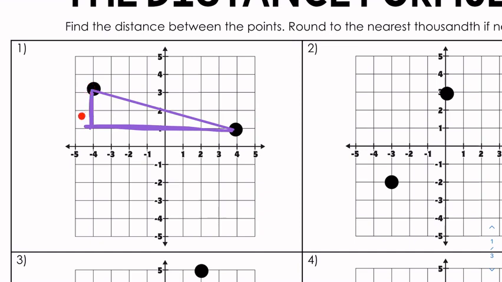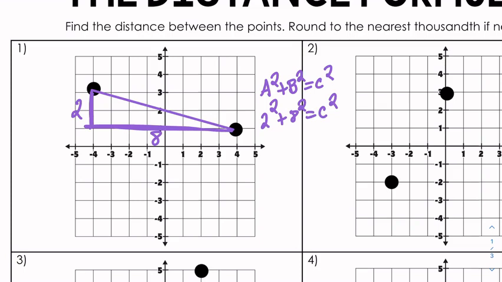I've got 2 spaces down, so I'm going to put a number 2 here. And then I've got 1, 2, 3, 4, 5, 6, 7, 8 spaces over. So I've got a 2 and an 8 for my legs. Then I'm just going to use the Pythagorean theorem like we have been using. Remember, that's a squared plus b squared equals c squared. We're going to use 2 and 8 for our a and our b, so I'm going to write 2 squared plus 8 squared equals c squared.